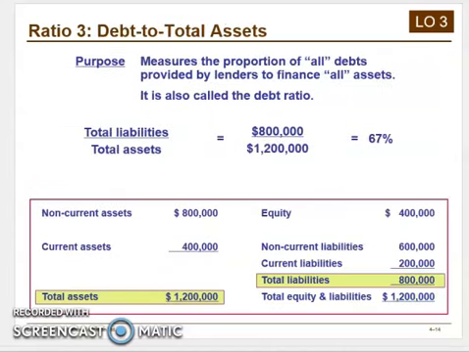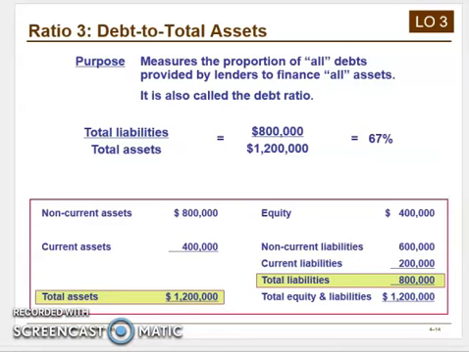Okay, so debt to total assets is a measure of the proportion of all debts provided by lenders to finance all assets. So how much of our assets are covered by debt? Our debt, of course, is our liabilities. So total liabilities divided by total assets. That's 800 divided by 1200, which is 67%. Okay, so that's our debt to total assets.